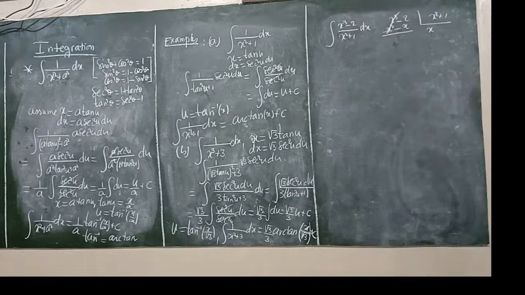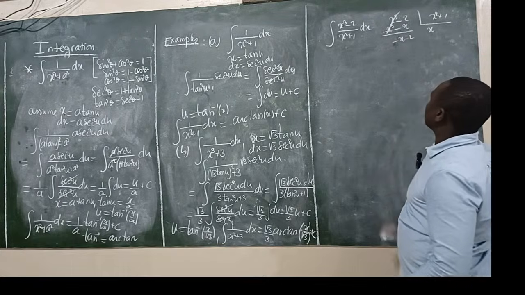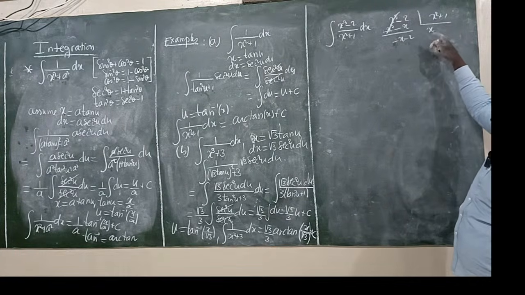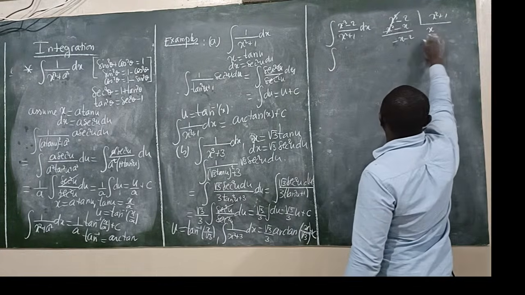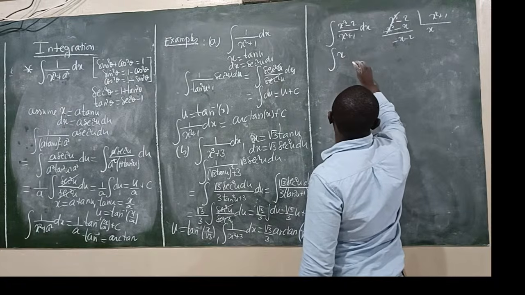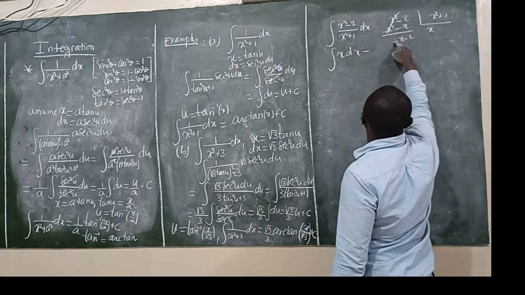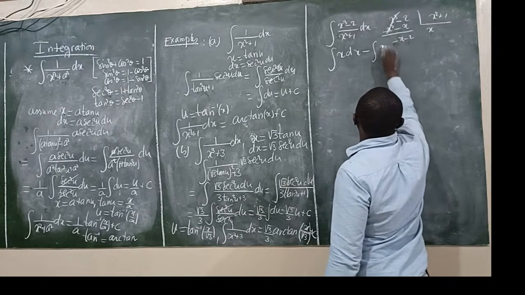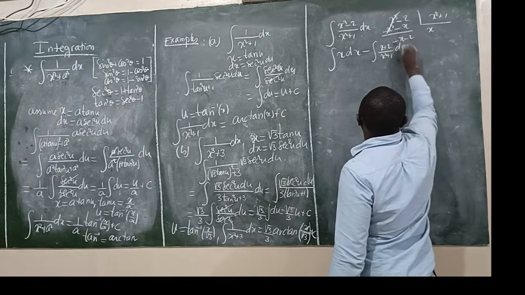Okay. Here we have minus x minus 2. And this is less than this, that's why we are going to stop from here. Okay? The integral becomes, we need to have this x dx minus, because here is minus, take minus out, the integral of x plus 2 by x squared plus 1 dx.